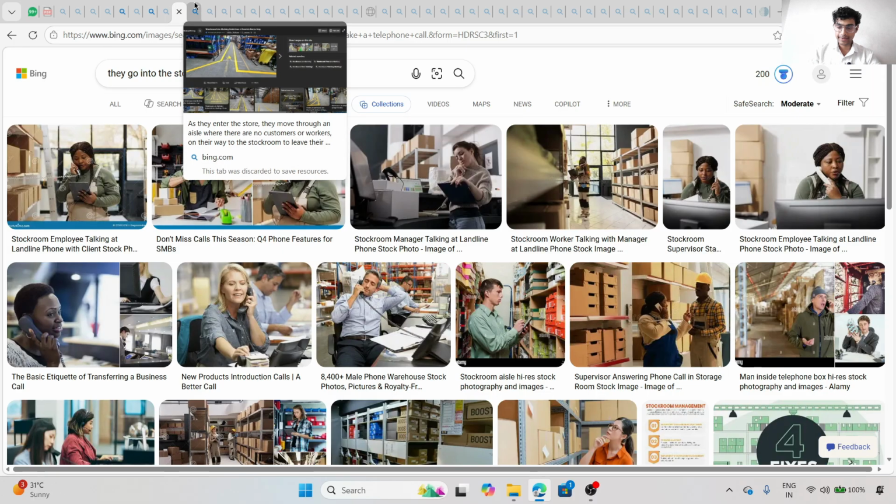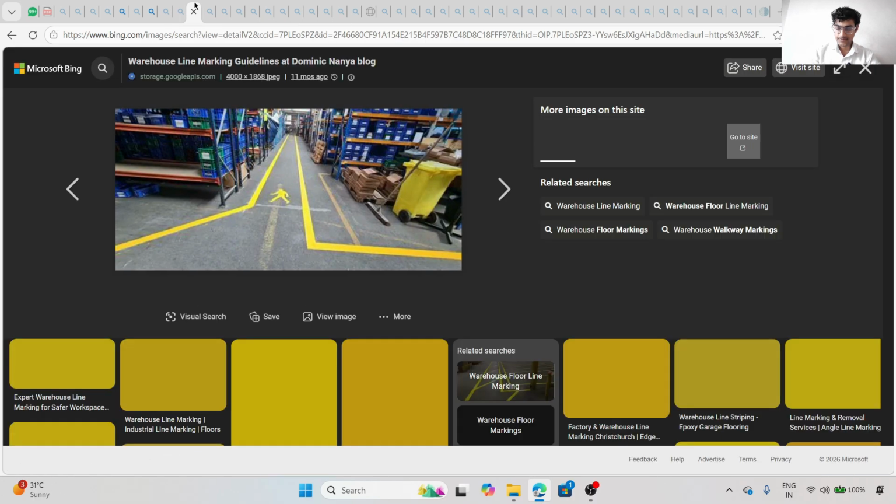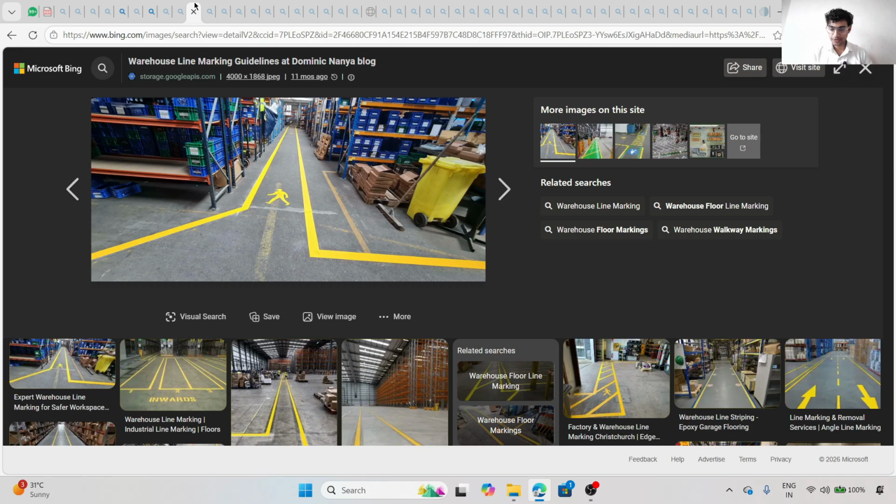Worker A is also late in his shift, and when he enters, the place from where he enters is a place where there are no customers and no workers. No one is over there in this place.